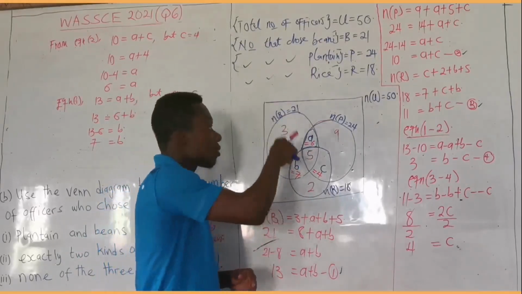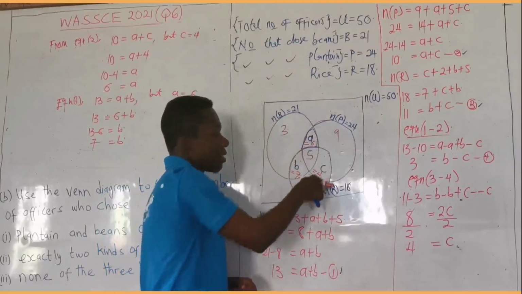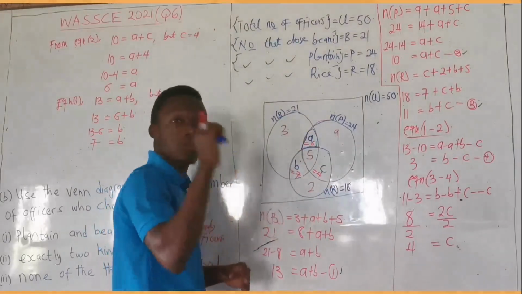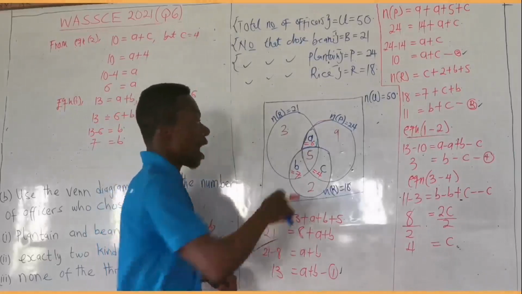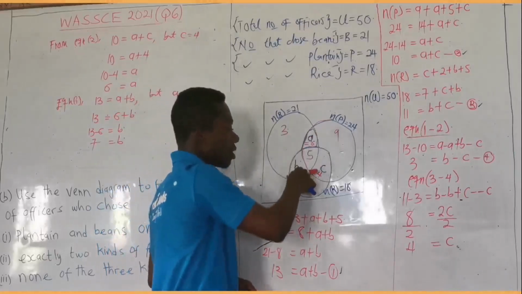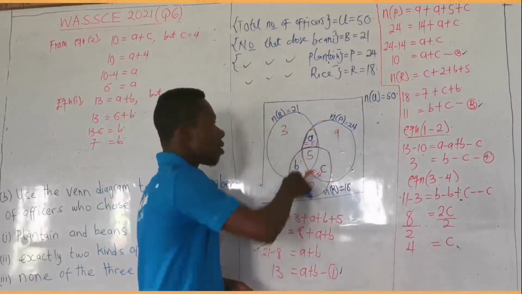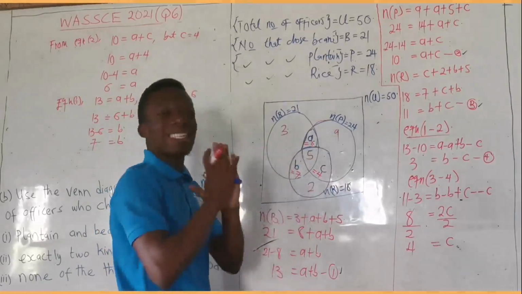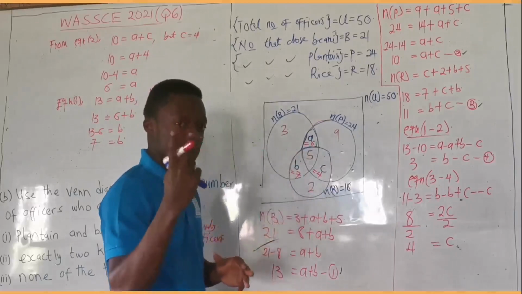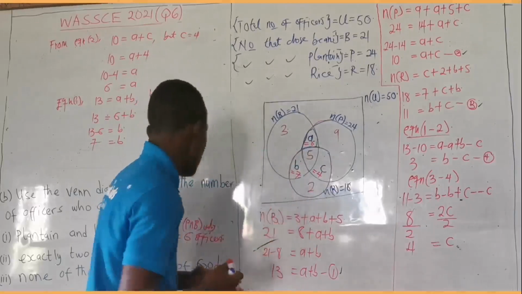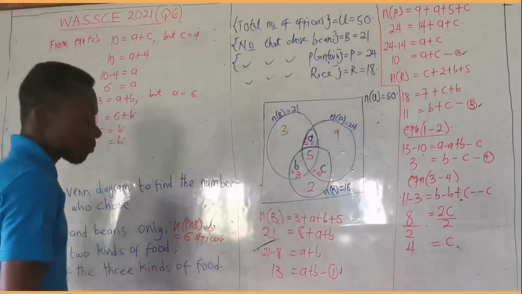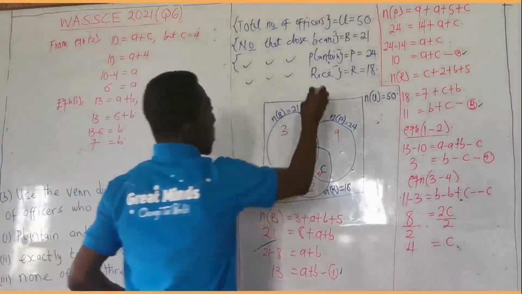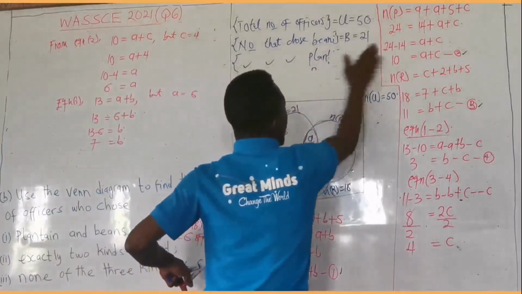So here is 1. Those that choose 1 food are the 3, the 9, and 6. They choose just 1 kind of the food. But those that choose exactly 2 kinds of the food are those in this region and that region. So it's going to be A plus B plus C. Here are those that choose exactly 2 kinds of food. I believe you have gotten it. Right. So in that one too, let me clean part of it so that you can get it right. So let me clean here.